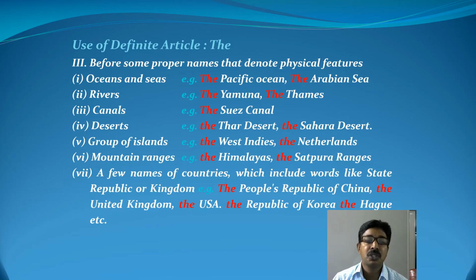And the is used before mountain ranges. For example, the Himalayas, the Satpura ranges, etc. And the is used before the names of a few countries which include words like state, republic or kingdom, etc. Example, the People's Republic of China, the United Kingdom, the USA, the Republic of Korea, the Hague, etc.